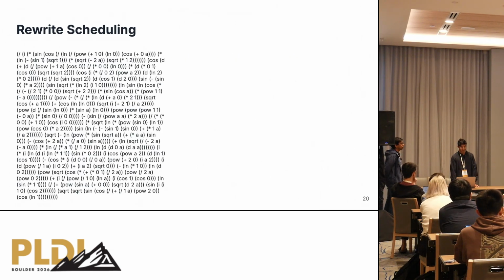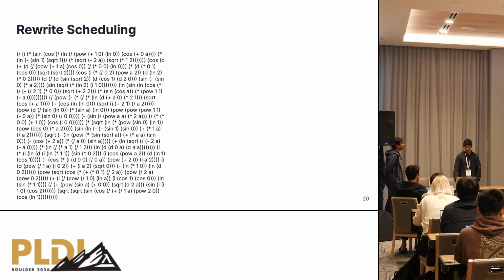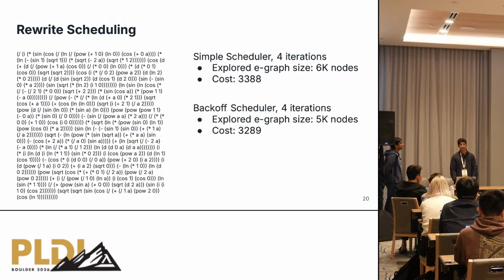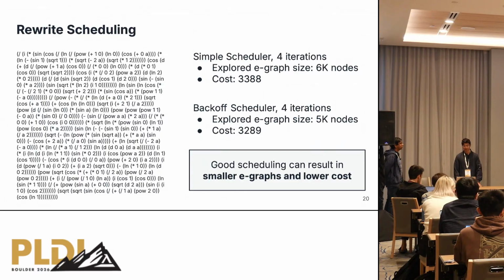So if you consider this example, this is a very big randomly generated math expression. And if we run equality saturation with simple scheduler, the explored E-graph has 6,000 nodes and gets a cost of 3,300. And if we run backoff scheduler on the same expression, for the same number of iterations, it produces a smaller E-graph with 5,000 nodes and achieves a lower cost of 3,200. So this shows that backoff scheduler is able to use its dynamic information to make better scheduling decisions and get both a lower cost, which is better quality, and a smaller final E-graph, which is less memory consumption.